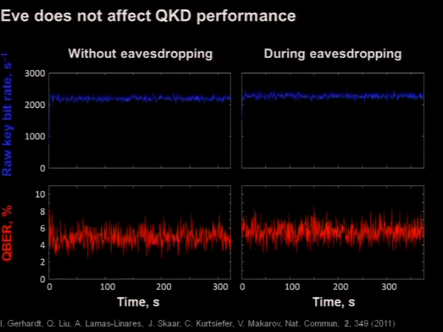When I say they did not notice anything wrong, here are the two main parameters monitored by this research QKD system, the key generation rate and the quantum bit error rate. You see that they are indistinguishably the same before eavesdropping and during eavesdropping. So, no alarm.